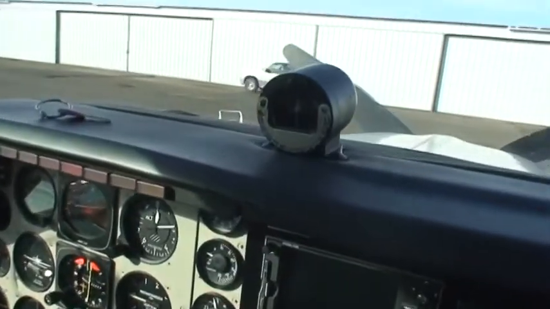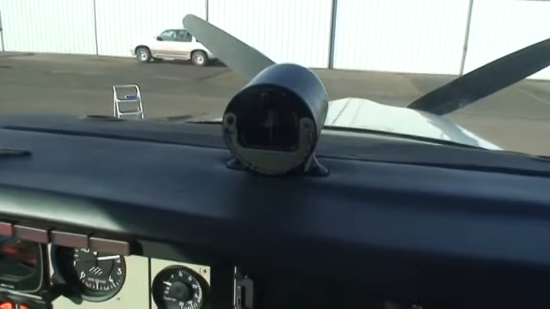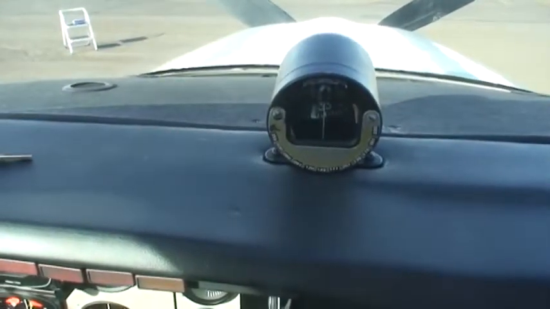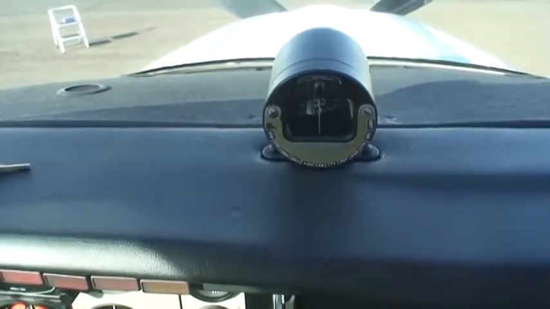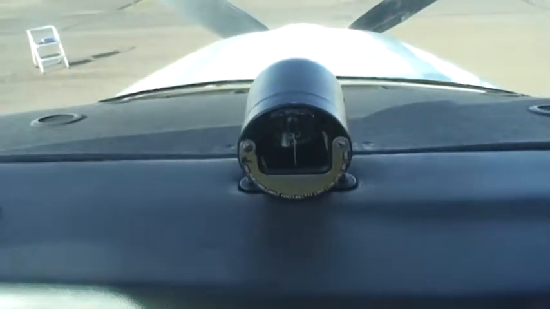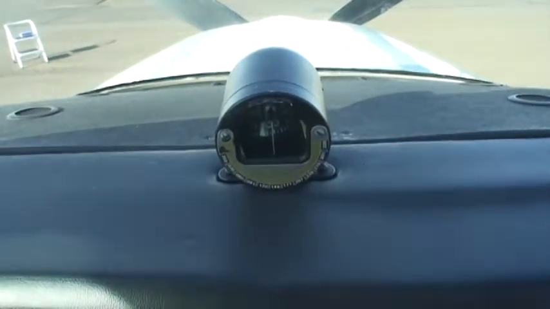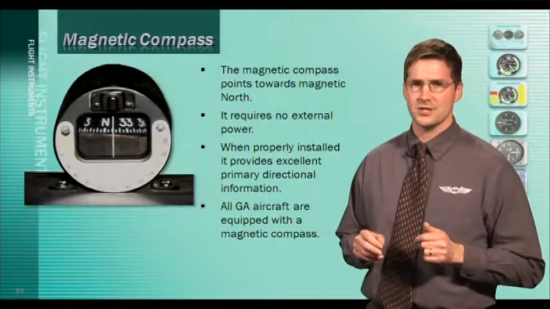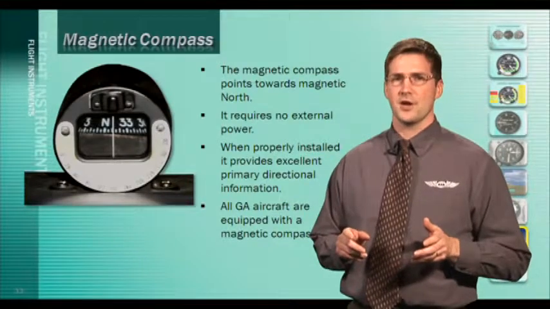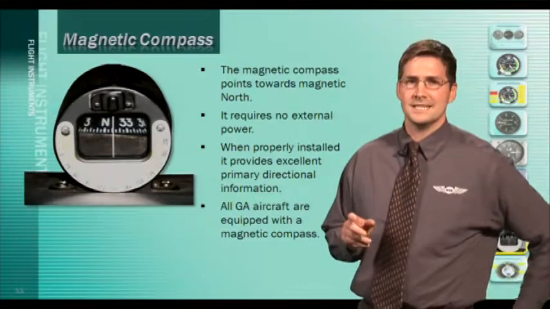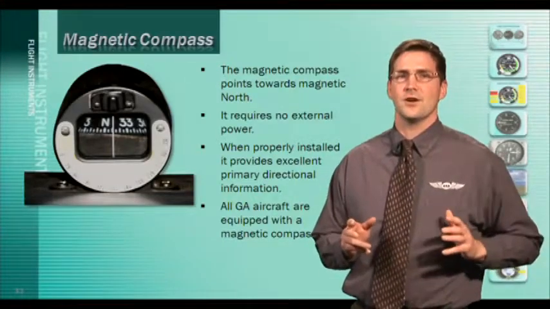The last instrument we'll cover is the magnetic compass. The magnetic compass is not a pressure-driven or gyro-powered instrument, and it requires no external power. The magnetic compass points towards magnetic north. When properly installed, it provides excellent primary directional information. All GA aircraft are equipped with a magnetic compass. While a simple and important instrument, it does, however, exhibit certain errors.